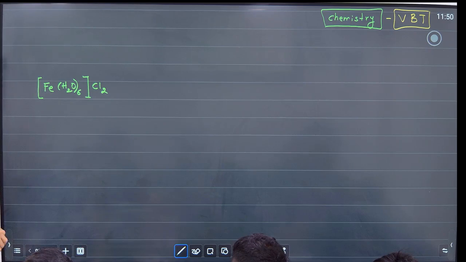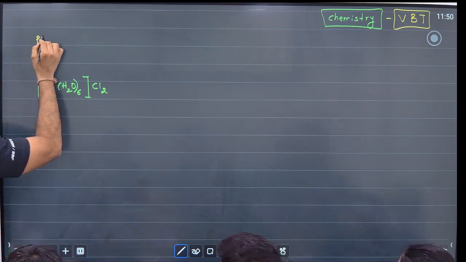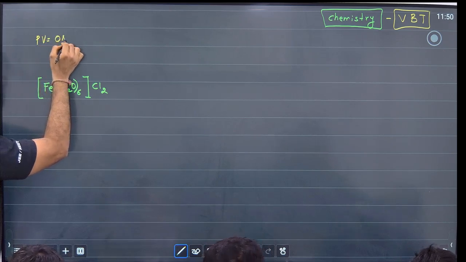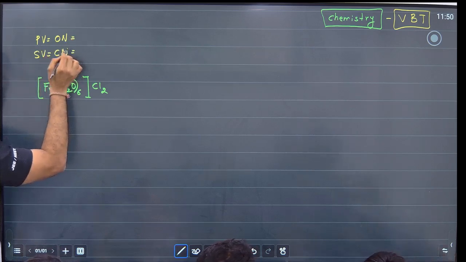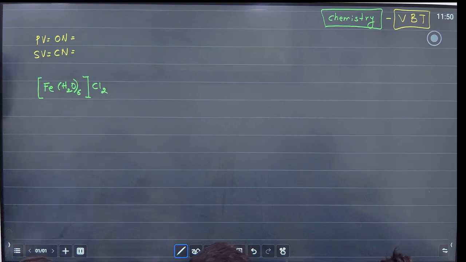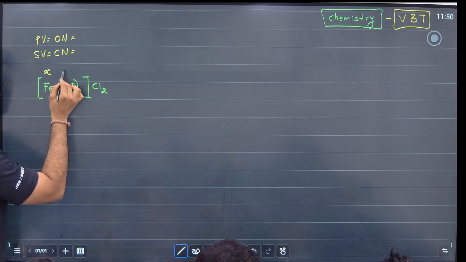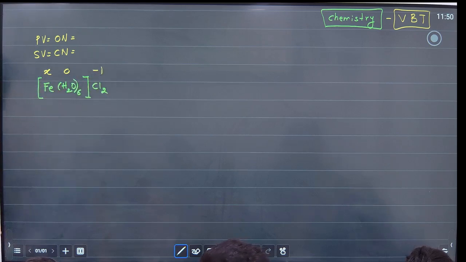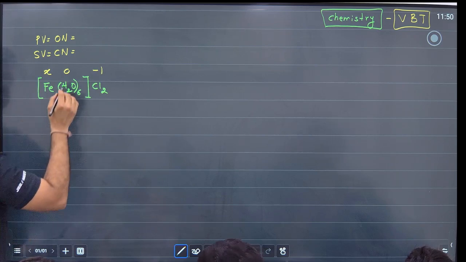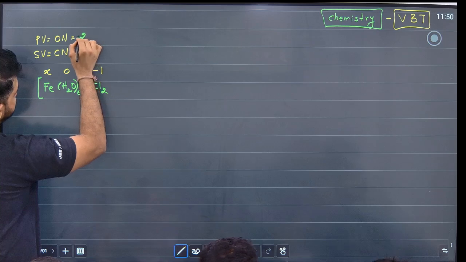Quickly give me the primary valency over here and secondary valency. Primary valency was also called oxidation number, and the secondary valency was coordination number. Jaldi jaldi find for me primary valency and let the charge on Fe be X. Water is neutral monodentate. So what's the charge on Fe? Plus 2. So the oxidation number here is 2.